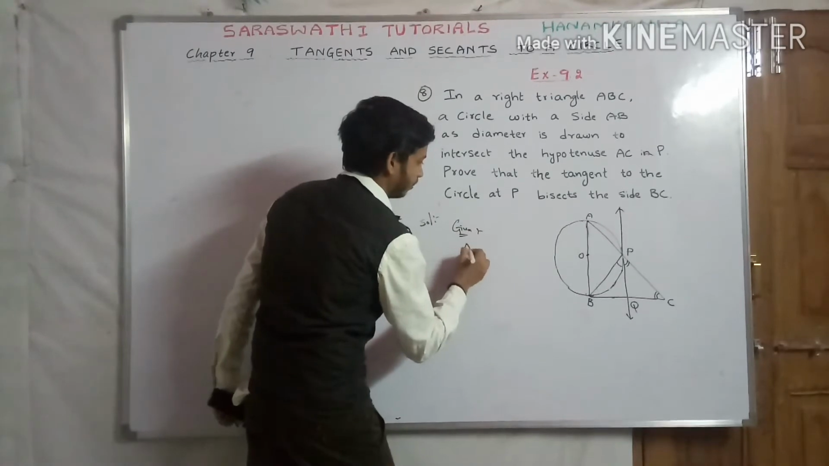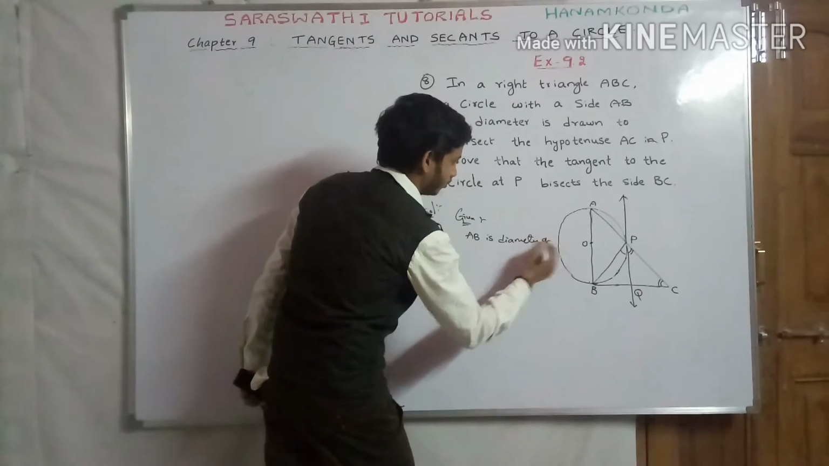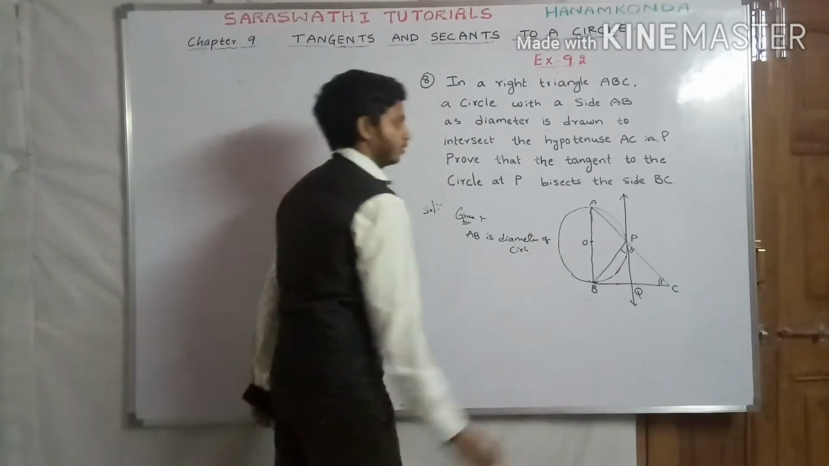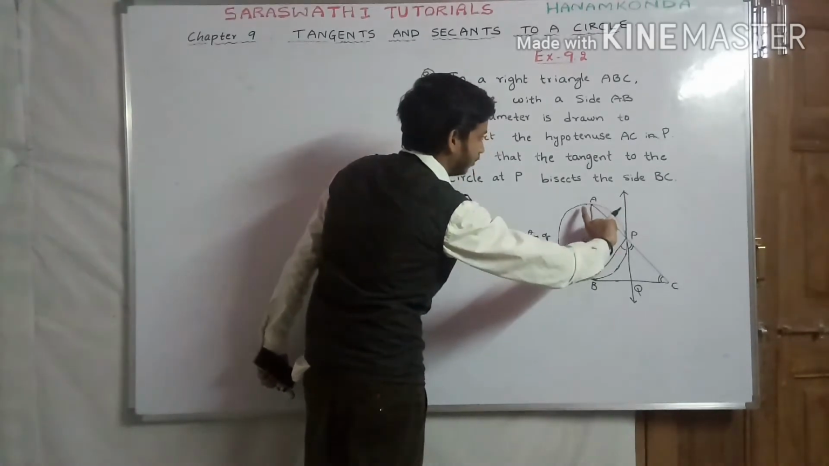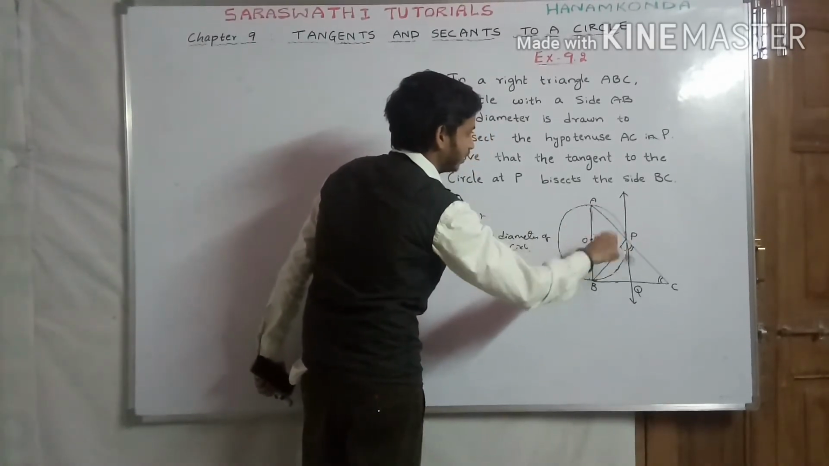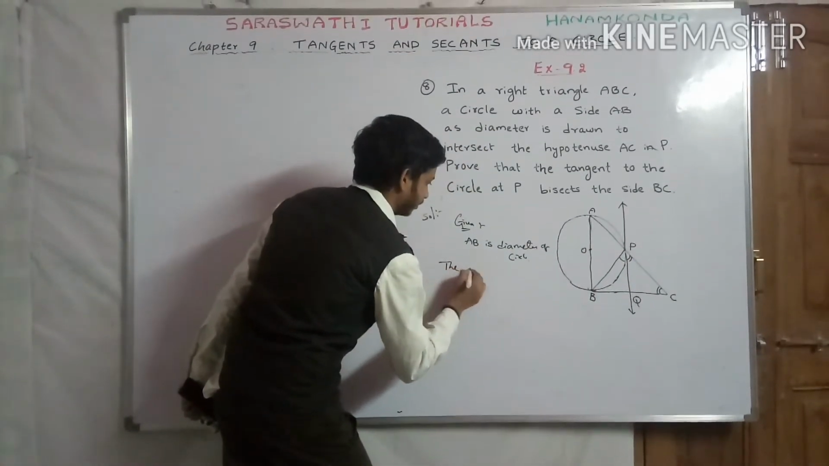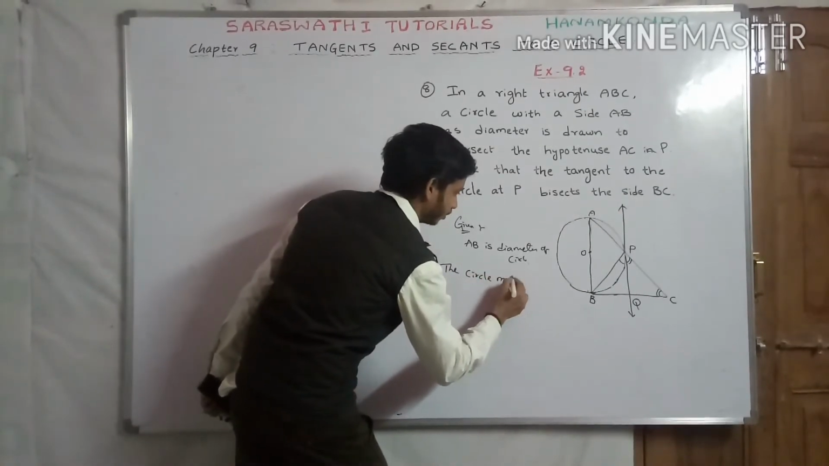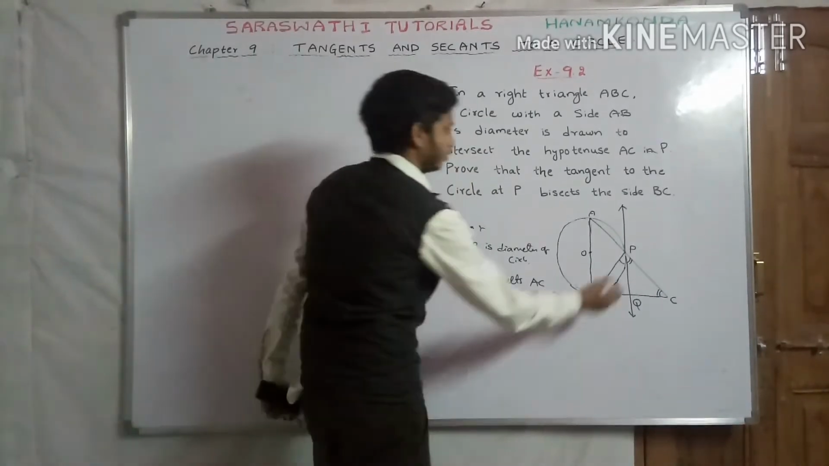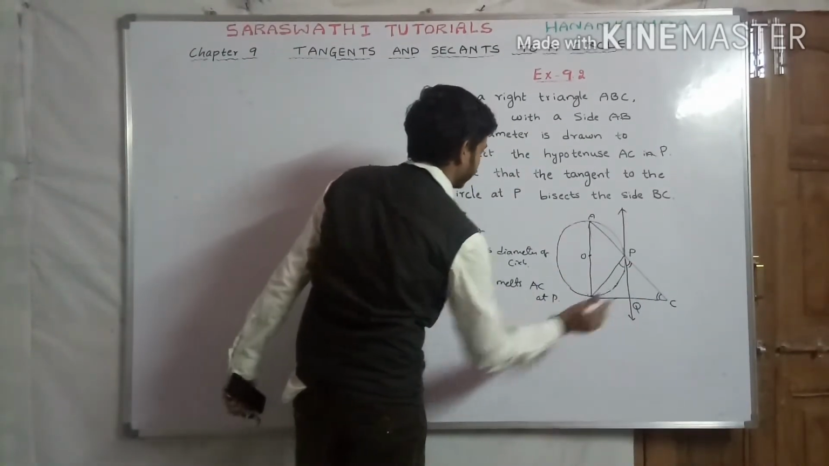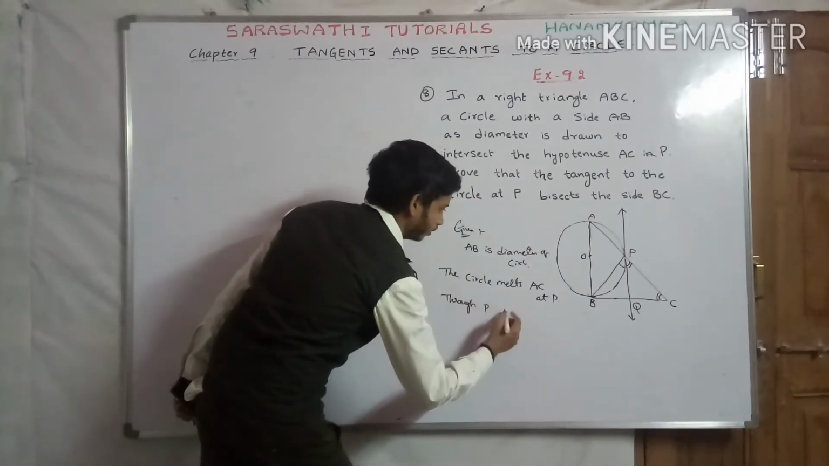AB is the diameter of the circle. Taking AB as diameter, a circle is drawn which meets the hypotenuse AC at P. Through P, a tangent is drawn which meets BC at Q.